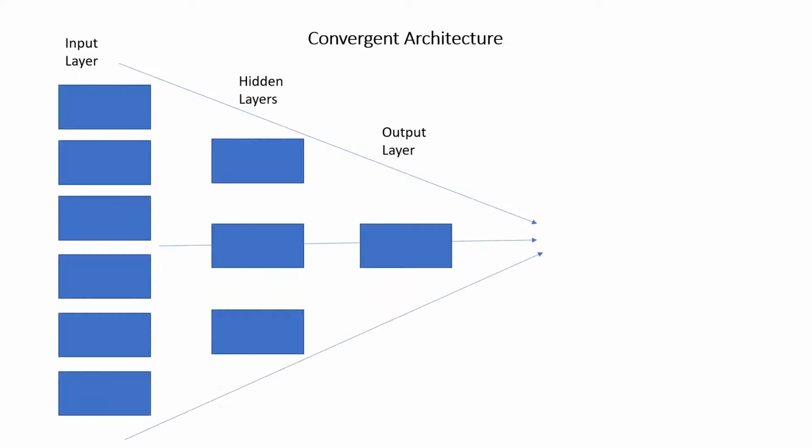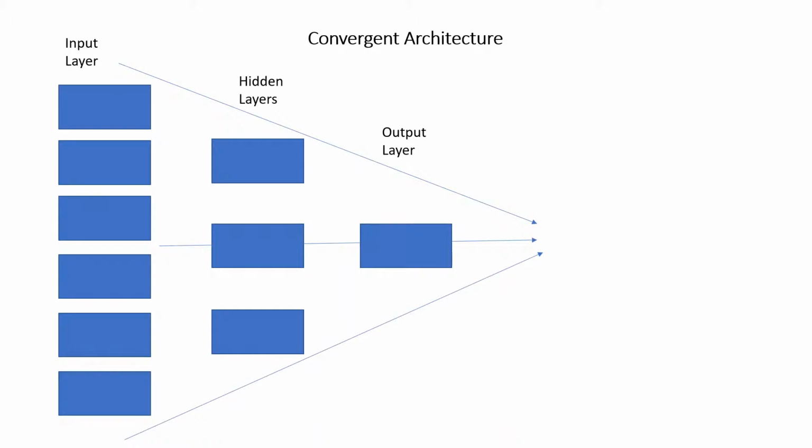For those of you who are a bit familiar with deep learning models, a deep learning model consists of three kinds of layers. The first is an input layer, the last is an output layer, and the remaining ones between the two are the hidden layers. The thing about the convergent architecture is that as we move forward from the input layer, the number of nodes at each of the hidden layers gets reduced.